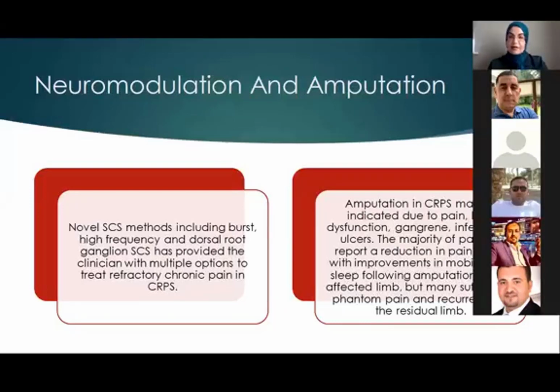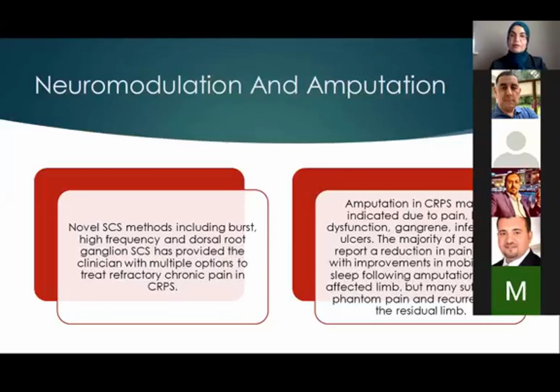Amputation in CRPS can be considered, and this is indicated due to severe pain, limb dysfunction, gangrene, infection, or ulcers. The majority of patients report a reduction in pain along with improvement in mobility and sleep following amputation of the affected limb. But many suffer from phantom pain and recurrence of the residual pain, and this is another problem. If the patient comes to me seeking advice regarding amputation, I advise completely against it, and I explain the possibility of having phantom pain, phantom limb, and stump pain.